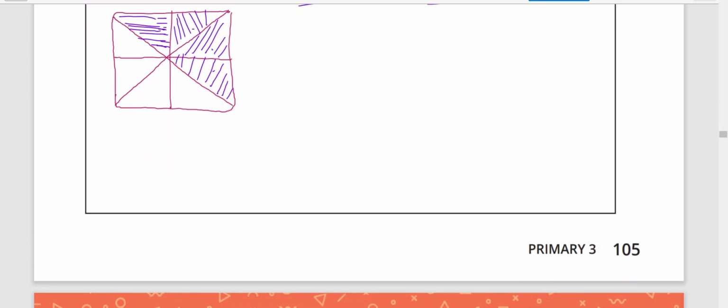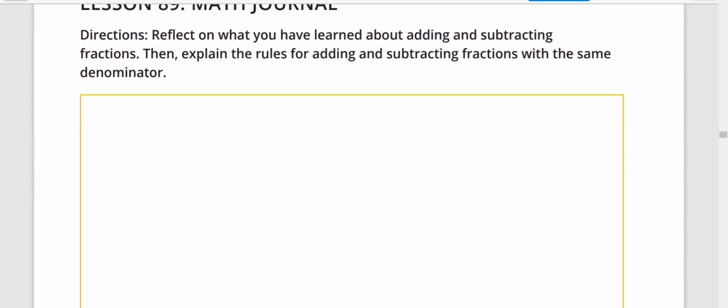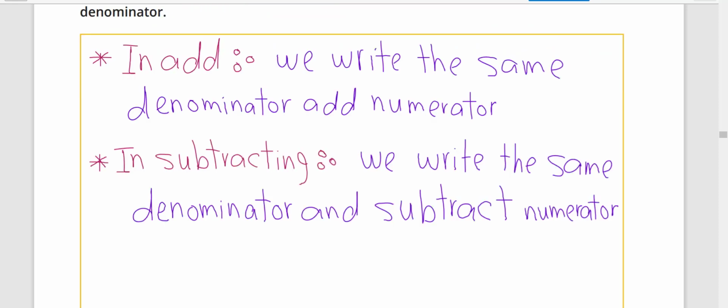Next page. Reflect on what you have learned about adding and subtracting fractions, then explain the rules for adding and subtracting fractions with the same denominator. In adding, we write the same denominator and add the numbers in the numerator. In subtracting, we write the same denominator and subtract the numerator.